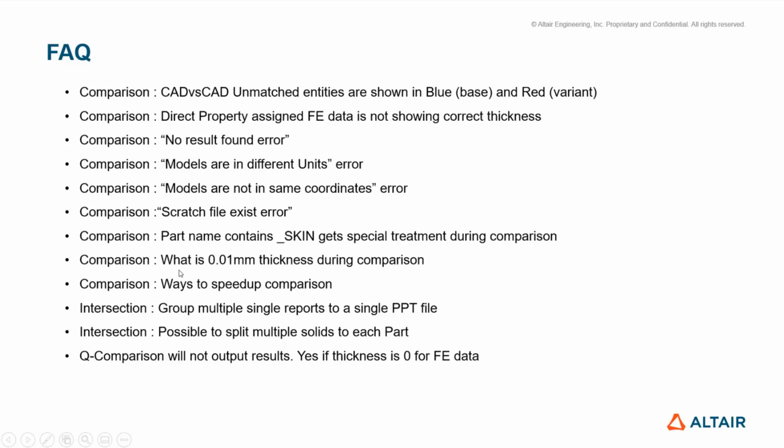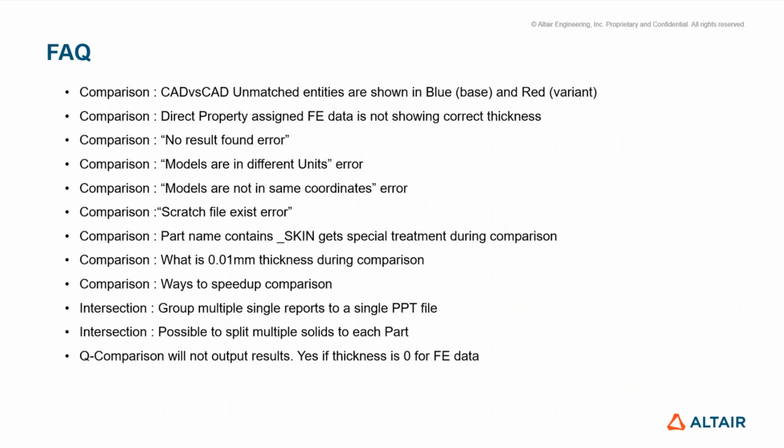The next one is sometimes the MVD browser shows 0.01 millimeter thickness. What is it? When we try to import CAD or FEM data, we try to extract thickness from its metadata or its components or property or whatever. But if that information is not there and thickness is a must for comparison, then we add a dummy thickness of 0.01 millimeter. So if you see 0.01 millimeter for FEM data, it means for that solver, for some reason, the thickness extraction did not happen. So it's better to check the data and take proper precautions.